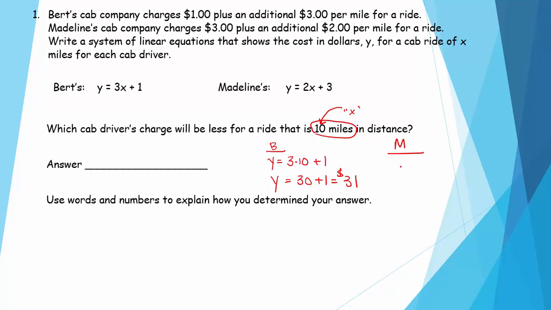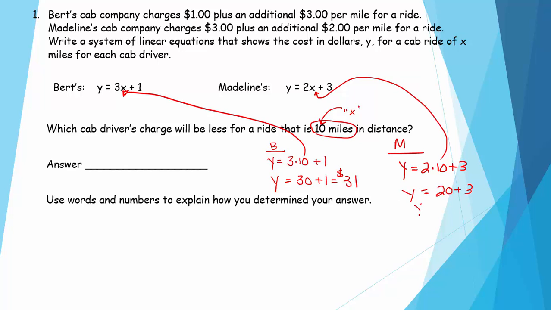For Madeline's cab, we'll do Y equals 2 times 10 plus 3. I'm just substituting 10 in place of the X in each of our equations to find out the cost. 2 times 10 is 20 plus 3. That means if you're in Madeline's cab, it will cost you $23 for a 10-mile ride. So which cab driver's charge will be less? Well, Madeline's will be less. And how do I know Madeline's will be less? Because it's only $23 as opposed to $31.